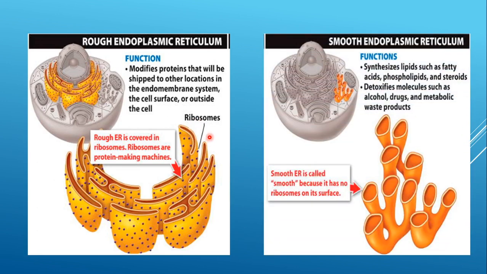The smooth endoplasmic reticulum's function is to synthesize lipids such as fatty acids, phospholipids, and steroids. They are produced within the smooth endoplasmic reticulum, and then accordingly they are transported into the cytoplasm so that they can carry out their own functions.